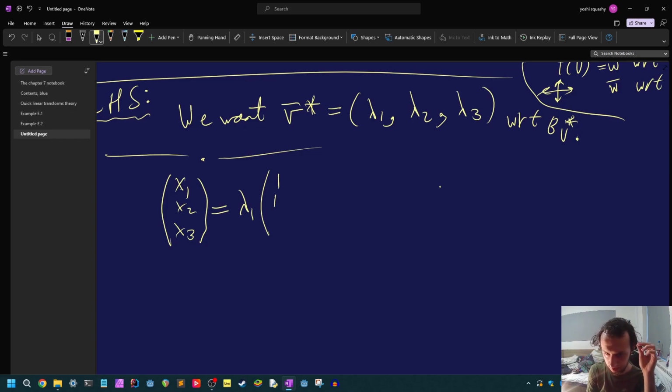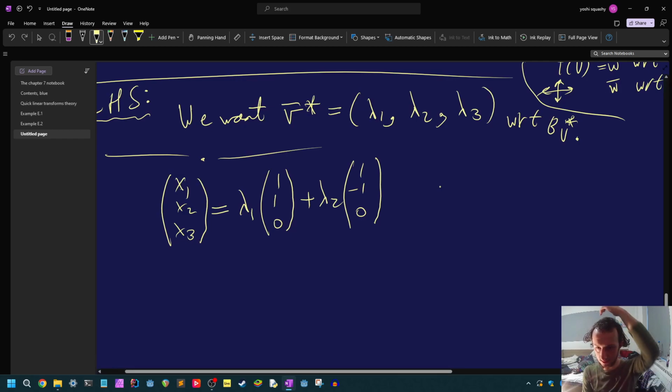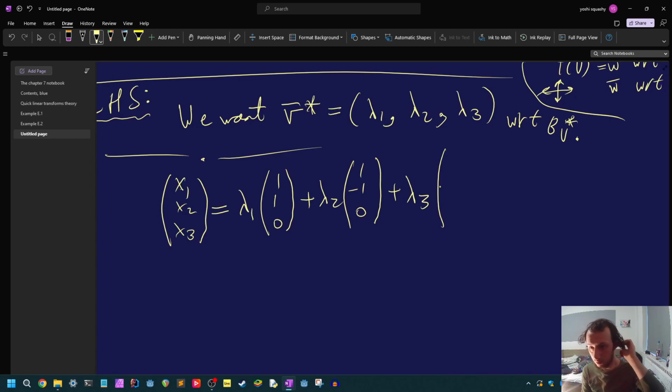So remember our first one, it was ages ago, it was 1, 1, 0. Lambda 2, 1, minus 1, 0. And we know this is going to be possible because this is a v and this is the basis, it spans v, therefore it can be written as a linear combination. 1, 1, 1.